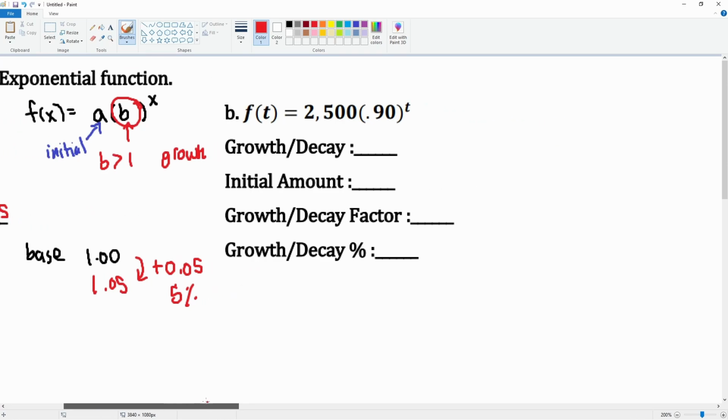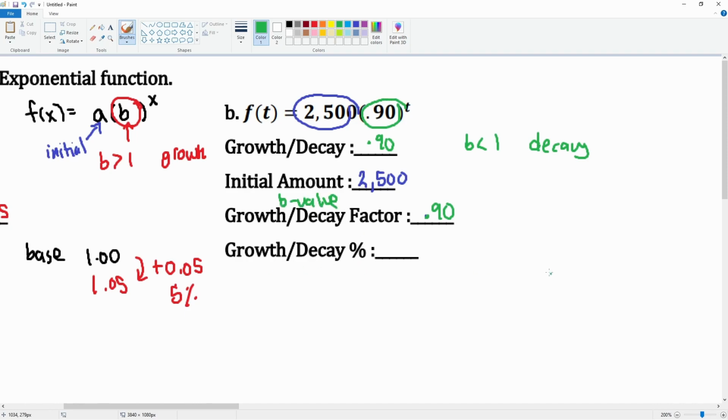Let's do B. Same process here. Notice that here, this number of b is less than 1. So this is going to be a decay, 0.90. Then this is the initial amount of 2,500. Then we want to look at the growth or decay value. The whole thing here would be the growth and decay value, and that is 0.90. It's the entire thing.